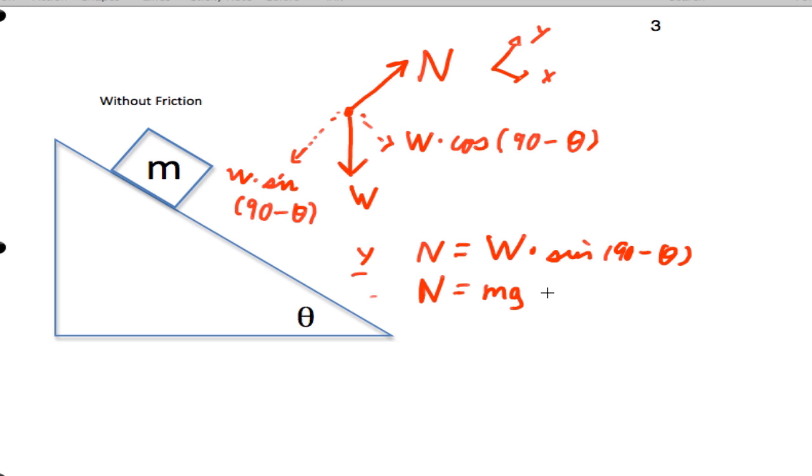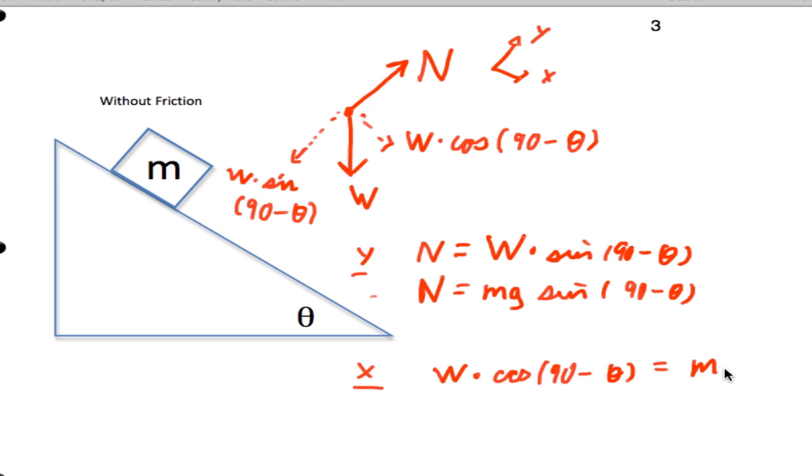mg times the sine of 90 minus theta, and in the x direction we're going to end up getting that w times the cosine of 90 minus theta equals m times a. So that's going to be mg times the cosine of 90 minus theta equals m times a. This is how you need to set up these equations.